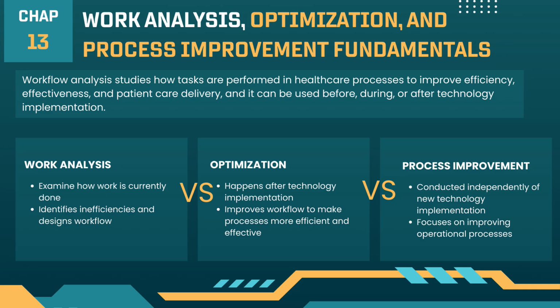So for optimization, optimization usually happens after new technology is introduced in a healthcare facility. So when we say optimization, when a hospital implements new systems such as electronic health records, the existing workflow may change. Because of that, adjustments need to be made so the technology can be used more efficiently.